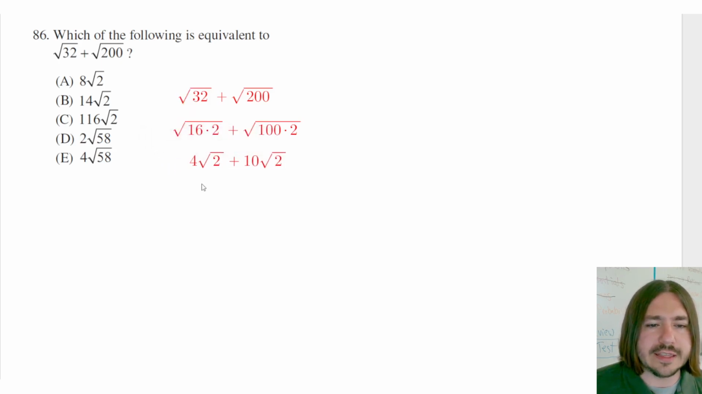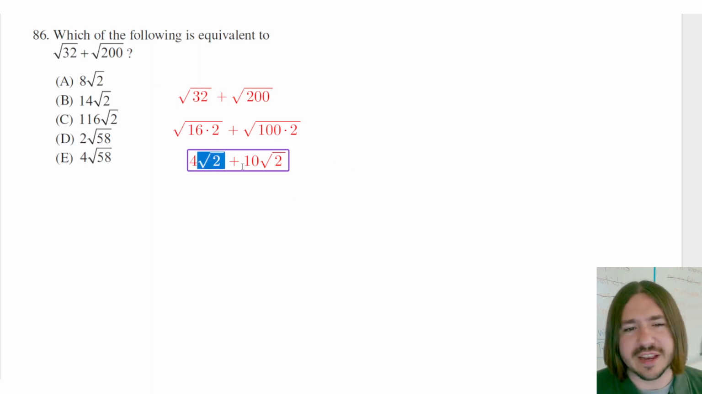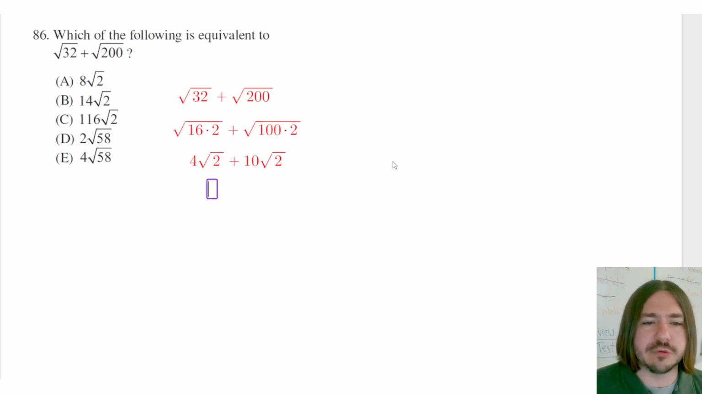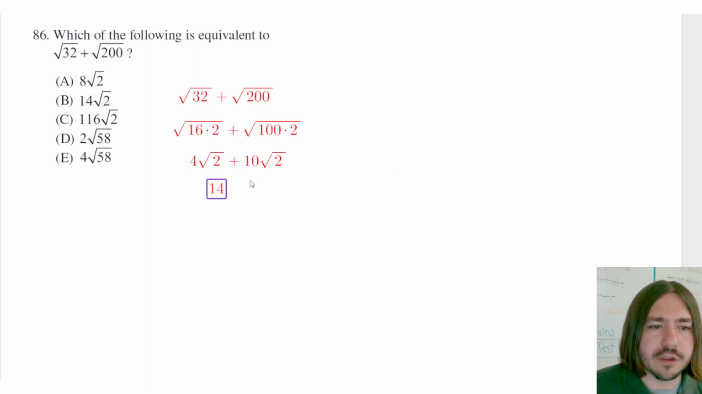And so we've got to add these two radicals together. It's kind of like adding 4x plus 10x. If you had 4x plus 10x, that would be 14x. And similarly, if we have 4 root 2 plus 10 root 2, we're going to end up with 14 root 2, which is answer choice B.